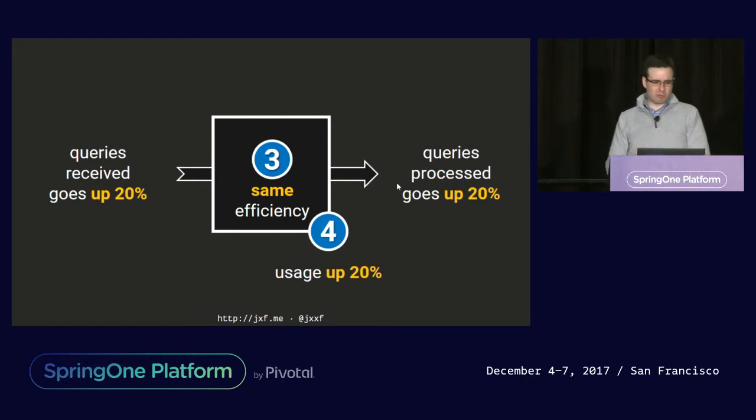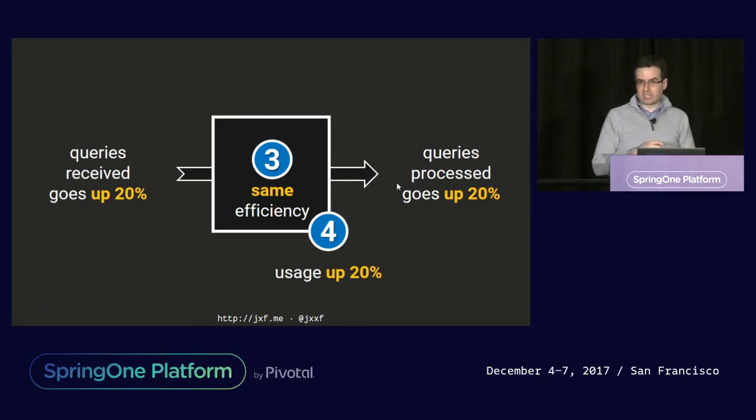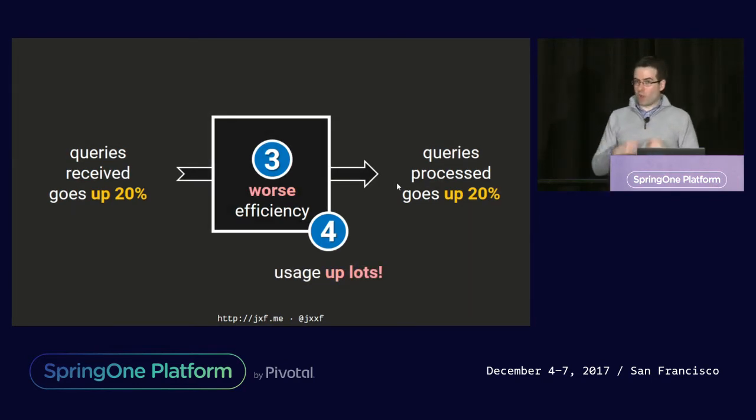So that database example from before, let's say that the number of queries that we receive goes up by 20%. Now, if we didn't know anything about the rest of the system, what would be normal behavior is for the queries processed, the output, to go up by 20%. And we would expect the resource usage to go up by 20% if the efficiency stays the same. So that would be normal. What wouldn't be normal is if the usage went way up, meaning that our efficiency went down. That's something to alert about.